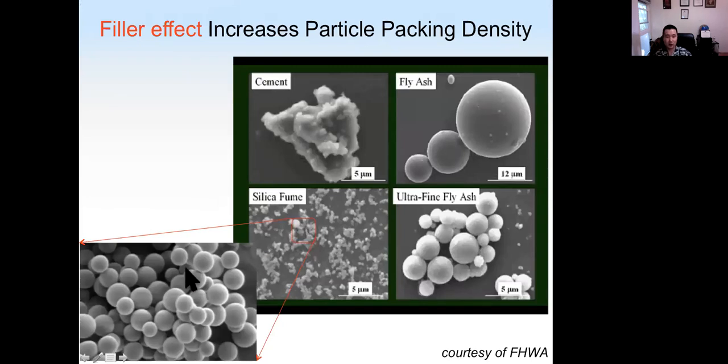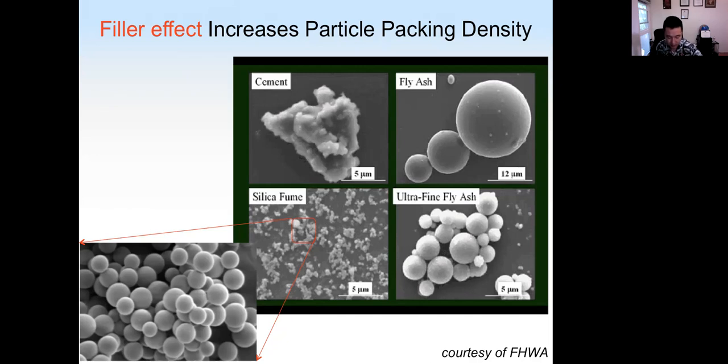So here shows the particles of silica fume. Again, very, very small, spherical shape. Cement, angular shape. Fly ash, spherical shape, similar size to cement. Okay, this is ultra high fly ash, smaller than typical fly ash, but still the size is around 1 or 2 to 5 micrometer. So silica fume is much smaller. One of the reasons silica fume can increase the strength of concrete is due to the so-called filler effect. Okay.